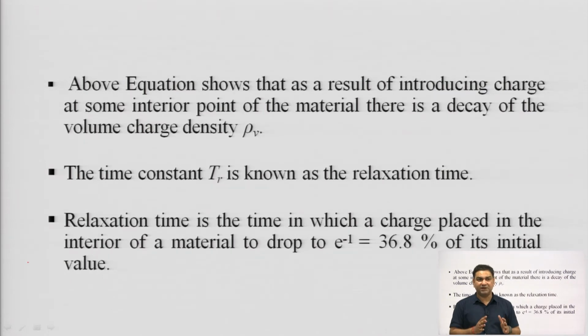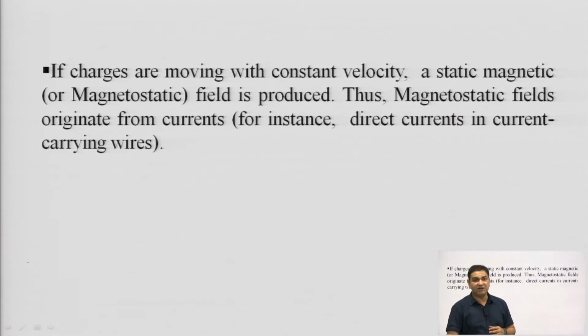This is a fact that the time constant T r is known as the relaxation time, which is defined in an individual way, because it plays a very important role in the description and mathematical analysis of the magnetic field. Further, relaxation time is the time in which a charge placed in the interior of a material drops to e to the power minus 1, meaning 36.8% of its initial value. This is the physical significance of the relaxation time T r.